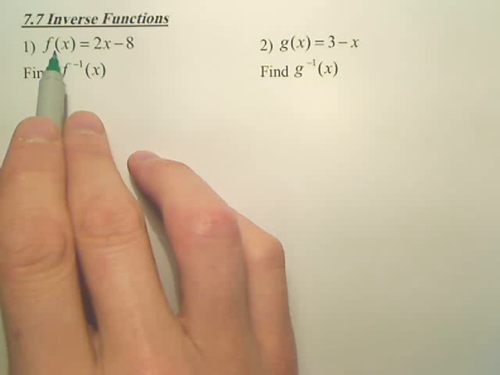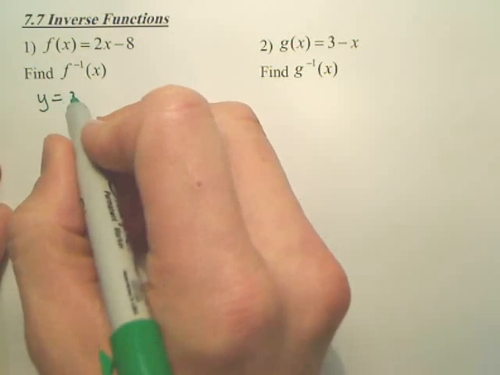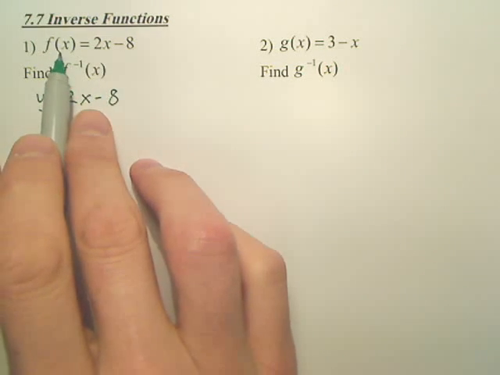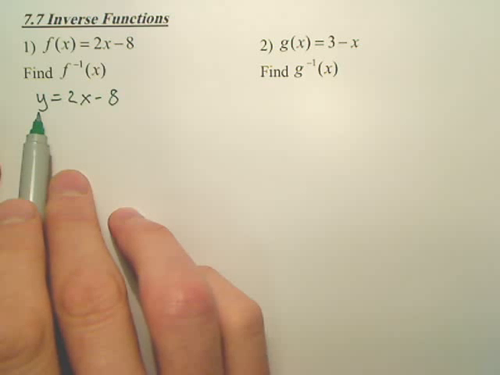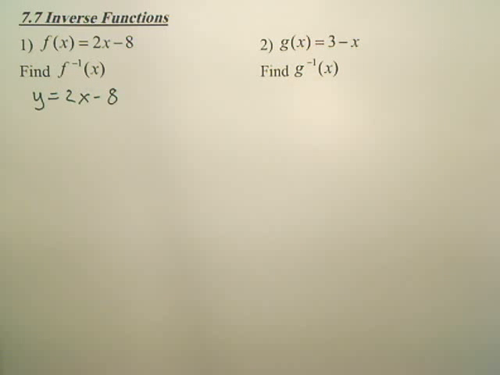I don't like to leave it in f of x form. I tend to switch it to this. I look at the function, but I change it to y equals instead of having f of x. There's a reason. To find the inverse, it's actually fairly simple.